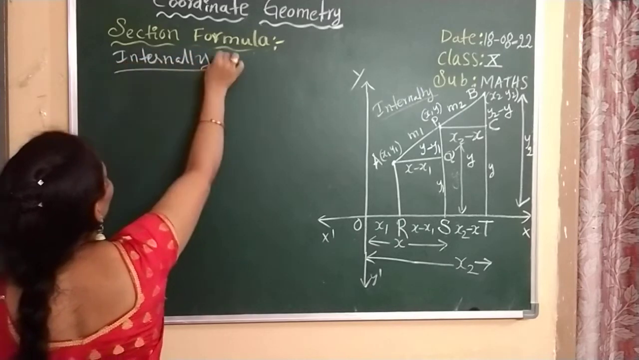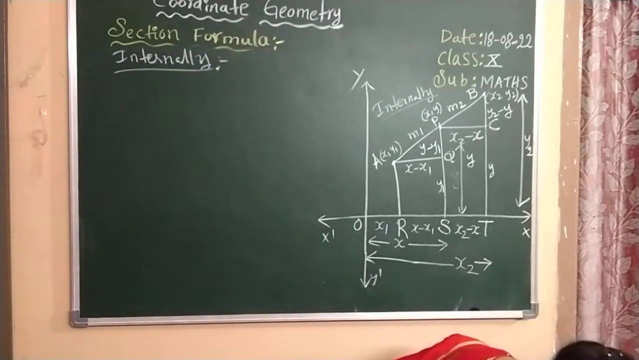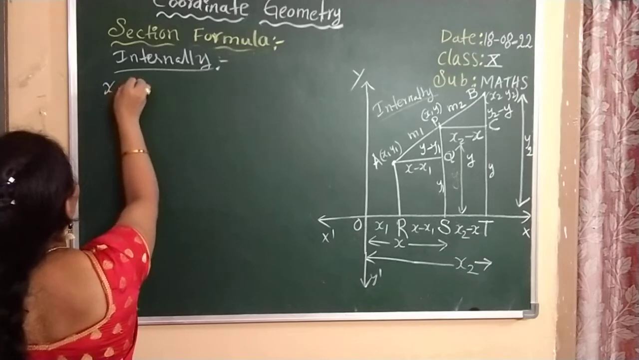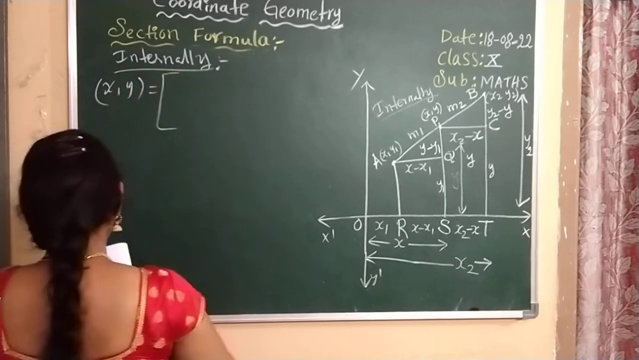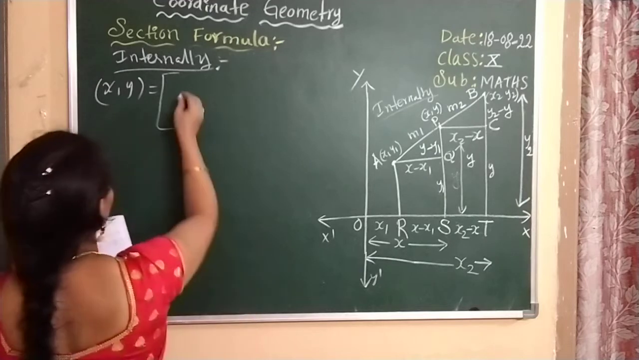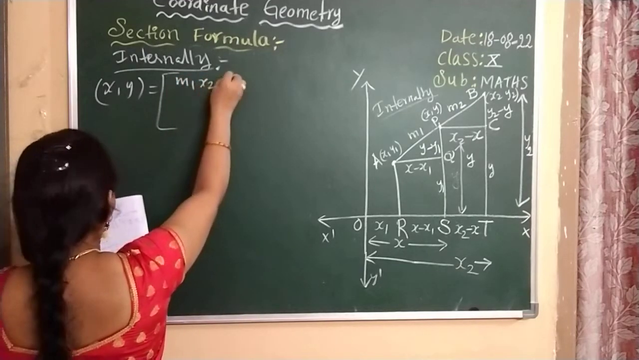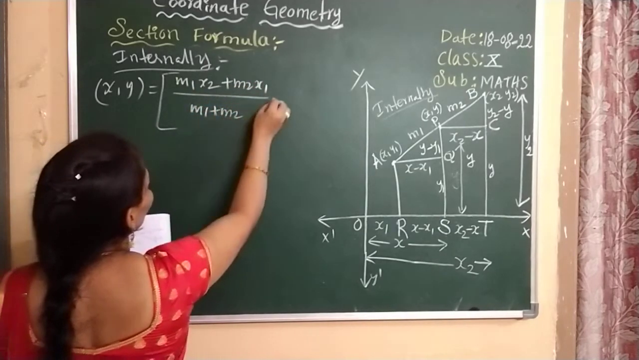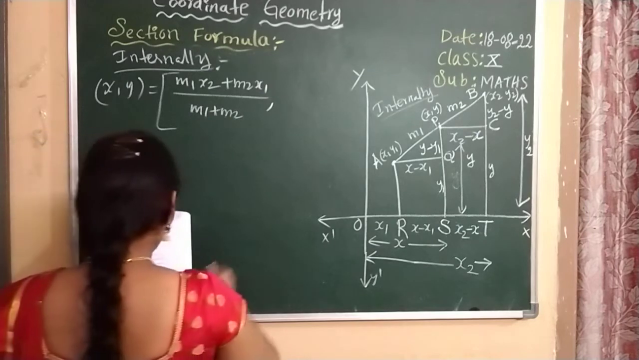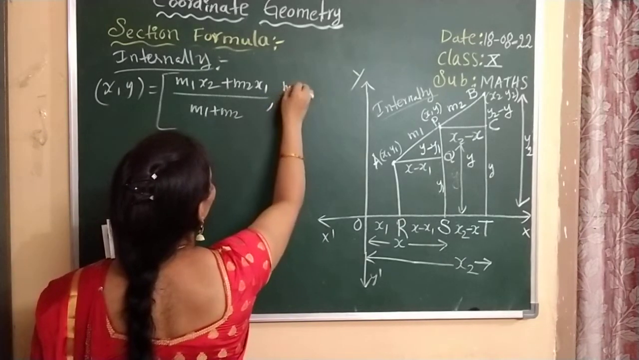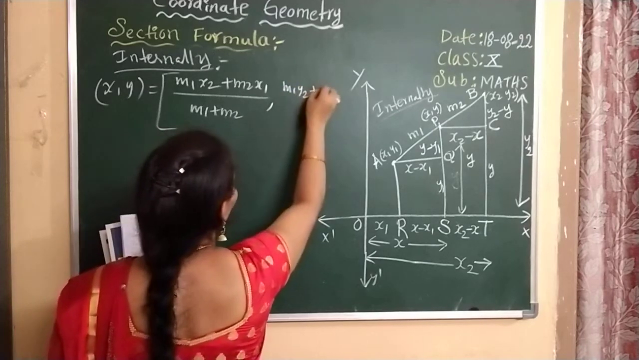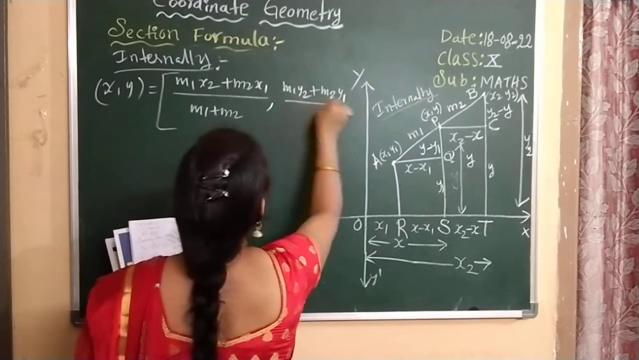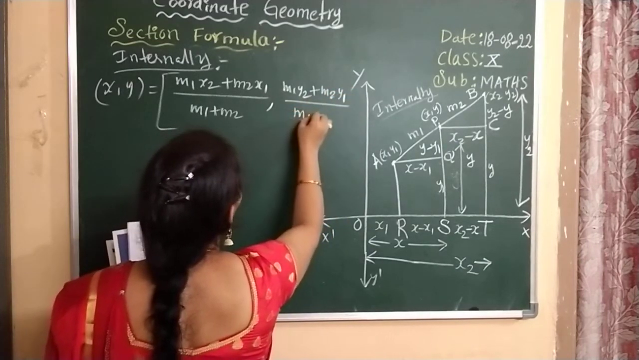Chalks are not available, only small chalks are there, that way I am writing. Just listen. Internally, here (x, y): what we got, that only I am writing here. x is (m1 x2 plus m2 x1) divided by (m1 plus m2), comma, y is (m1 y2 plus m2 y1) divided by (m1 plus m2).